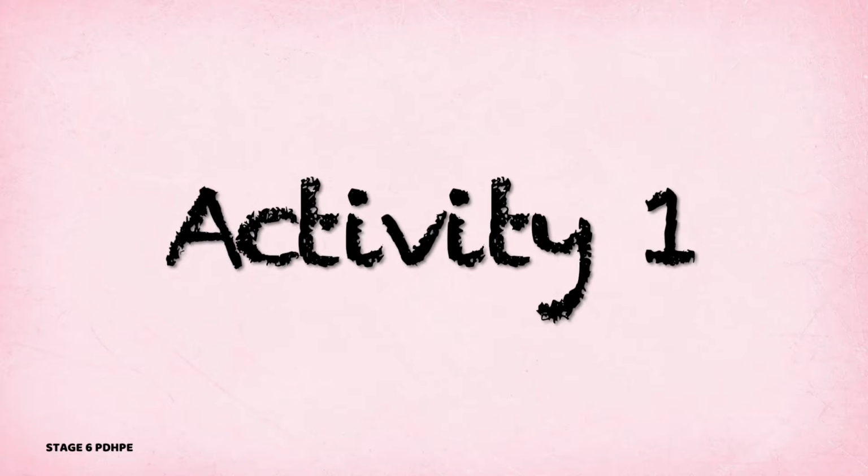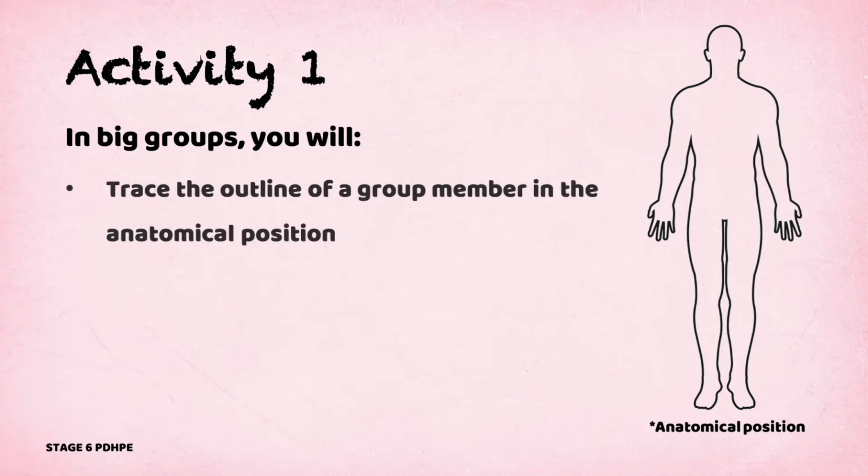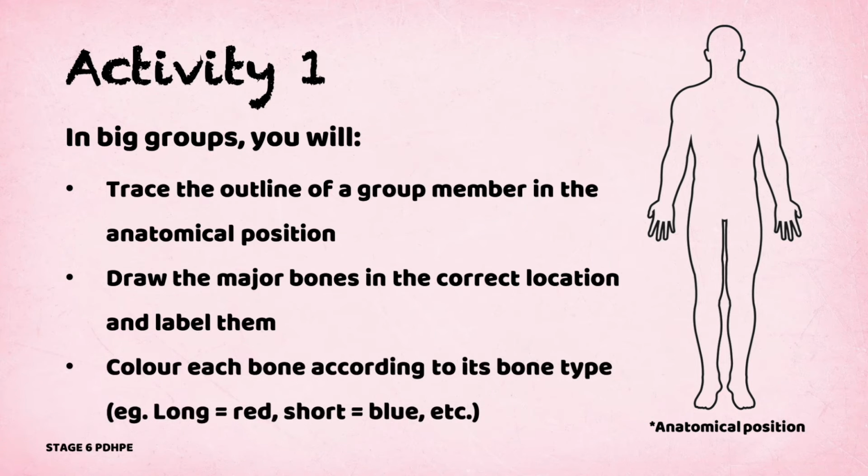Hopefully you've been taking notes and paying attention, because it's time for your first activity. Now here's what you're going to do. As a class or in big groups, you're going to trace the outline of a group member onto a large piece of paper. Then you'll draw all the major bones you've just learned about in the correct location and then label them. Finally, you will color them according to their bone type.